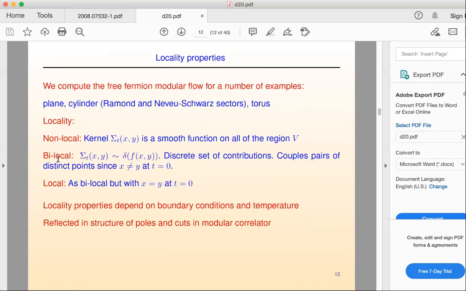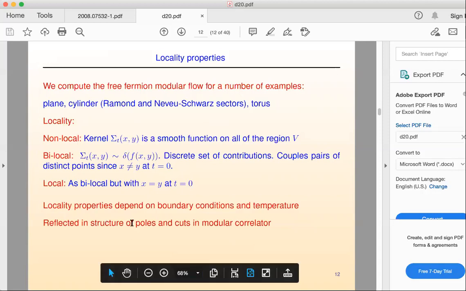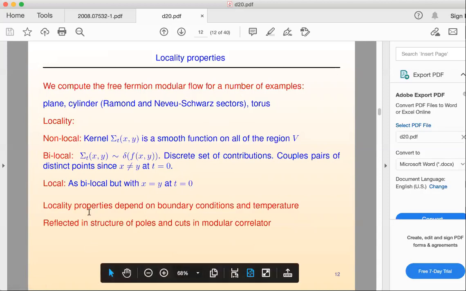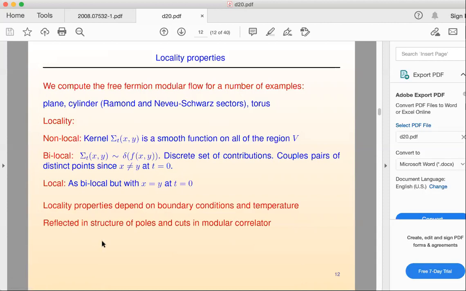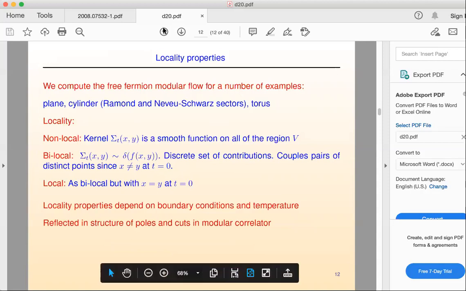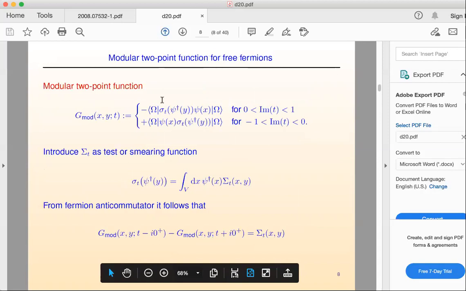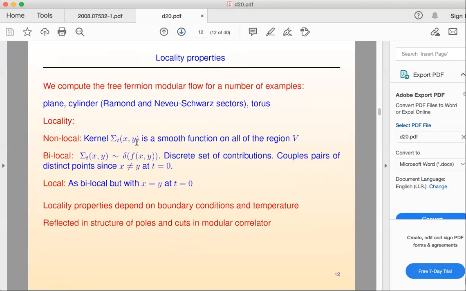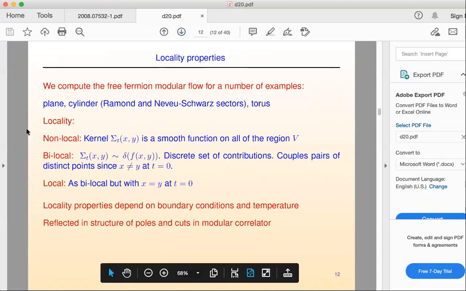And so now if you look at the paper, you can see that the locality properties depend on boundary conditions and the temperature also. Another important point I would like to make is that this locality directly maps to the structure of the poles and cuts in the modular correlator. So the modular correlator was this object here. When this operator has a branch cut, then we have this non-local situation, and if there are poles, then we have those situations.